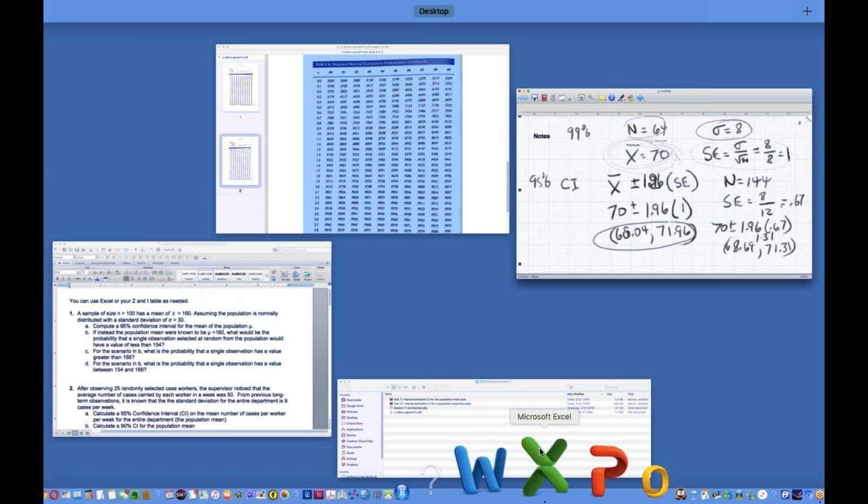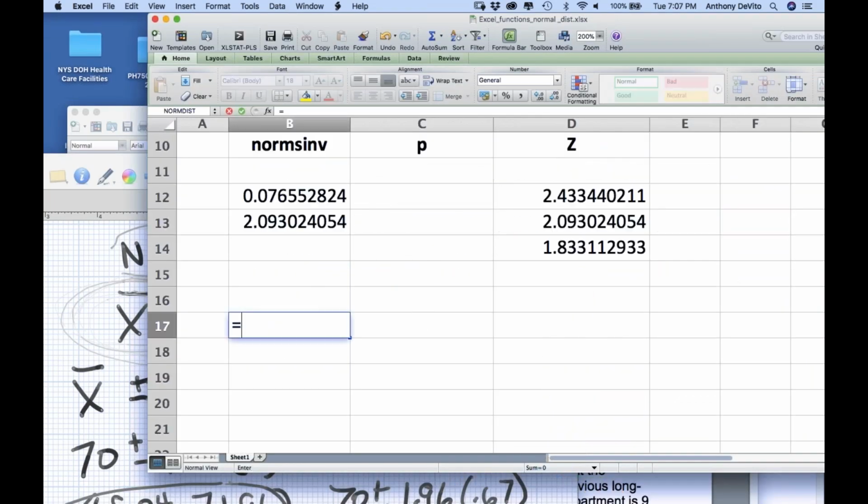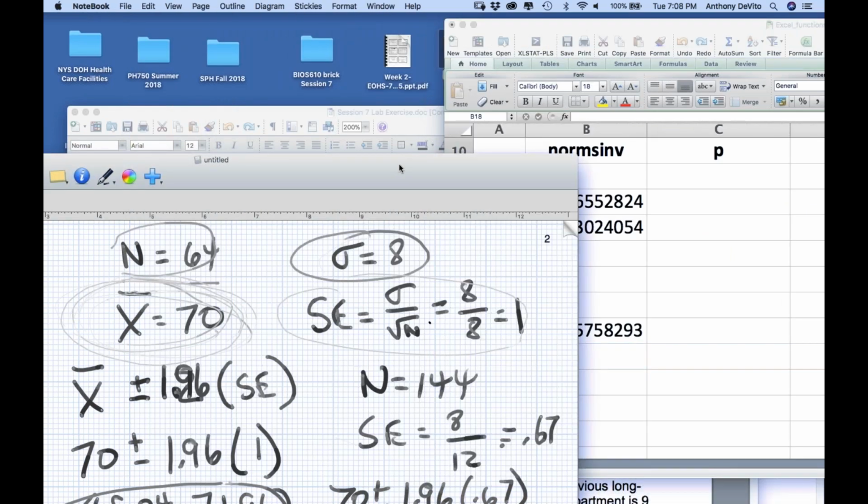Just to make sure, in Excel I'll type NORM.S.INV with the probability. I said 99, so 0.01. Oh, I'm sorry, it should have been 0.005, so it's going to be 0.5% on one side and 0.5% on the other, and the z-score is 2.58. So it comes up the same way. If you use a z-table, you get the same thing. So that's going to be 2.58.